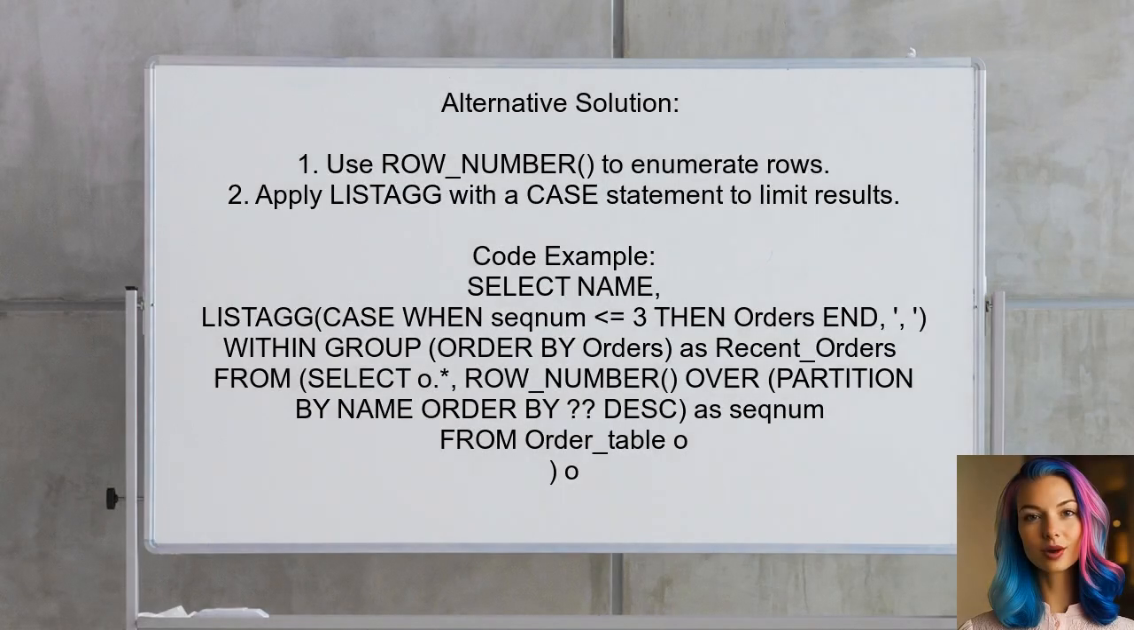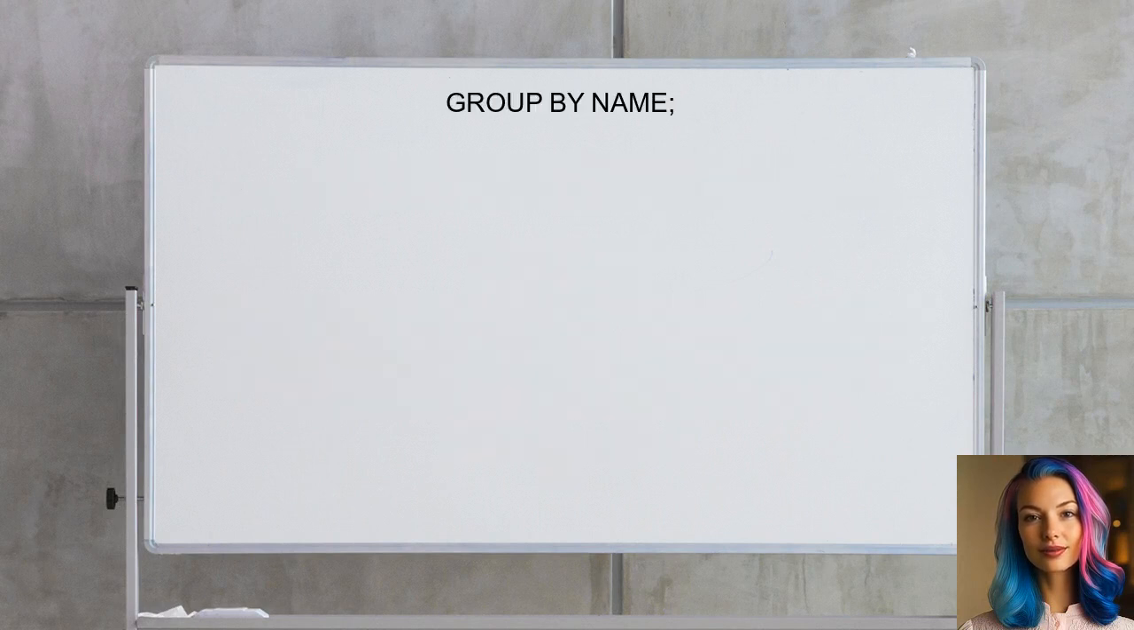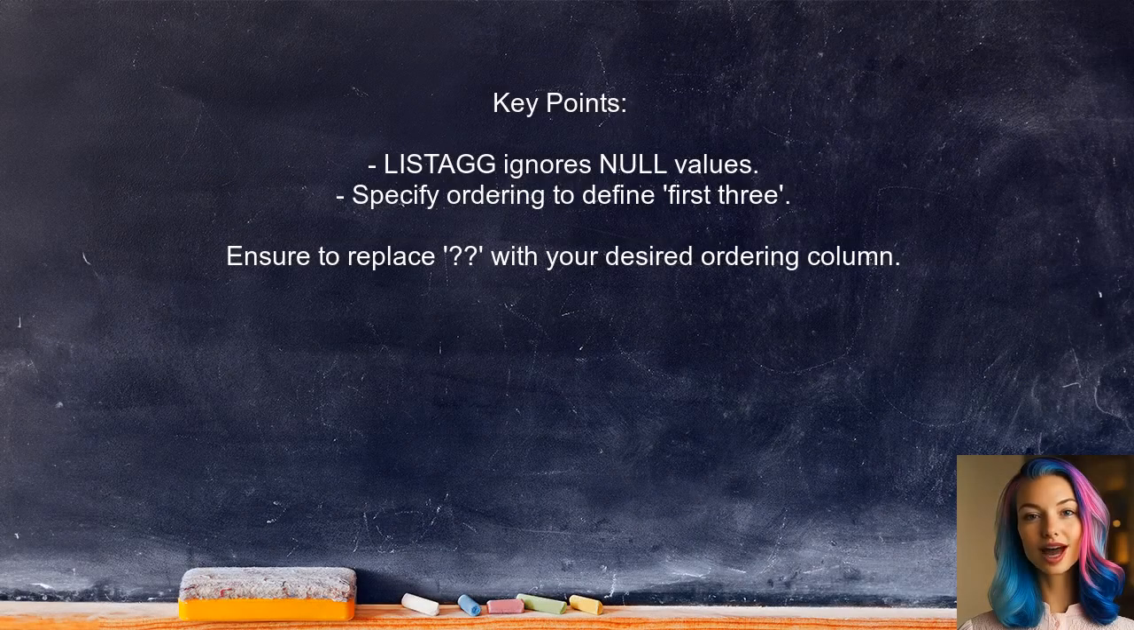An alternative solution involves using a case statement along with row numbering. First, you enumerate the rows with row number, then use LISTAGG to concatenate only the first 3 orders for each name. Remember, LISTAGG ignores null values by default, so this method effectively limits the output to the first 3 records based on your specified order.